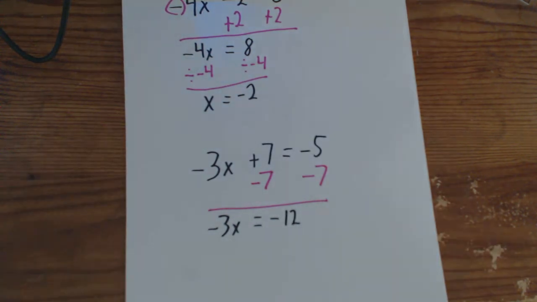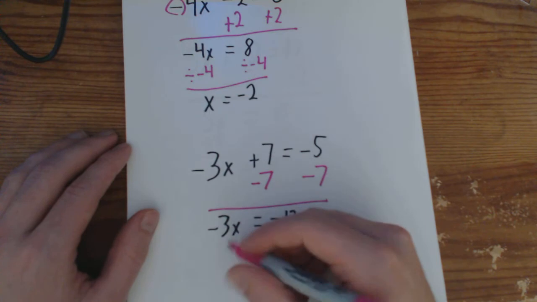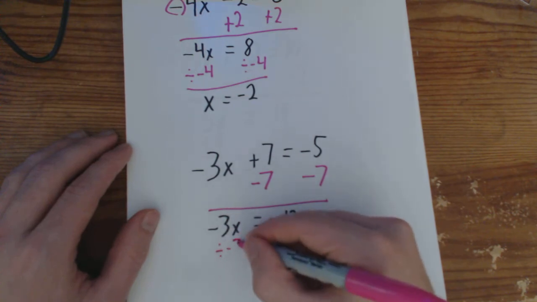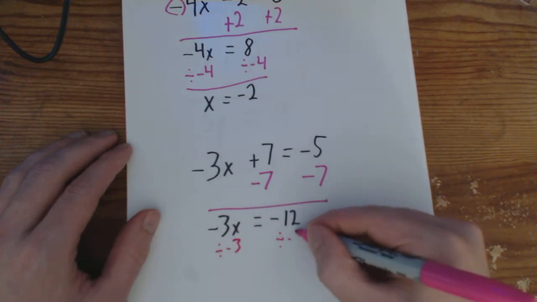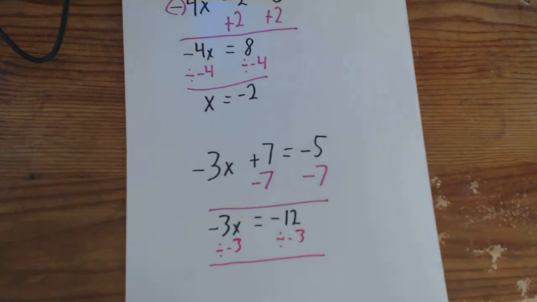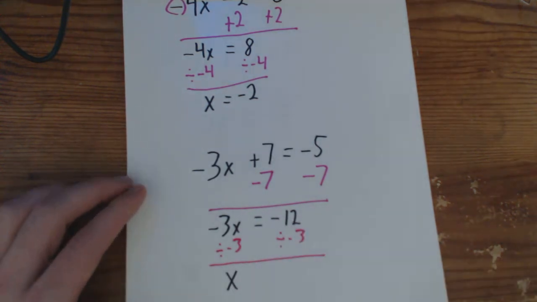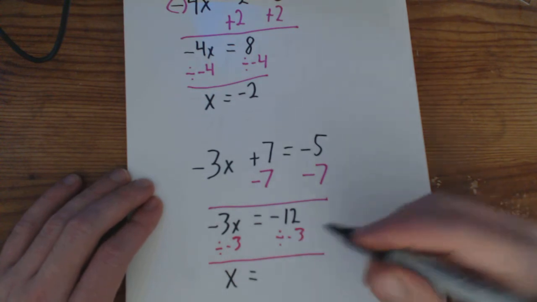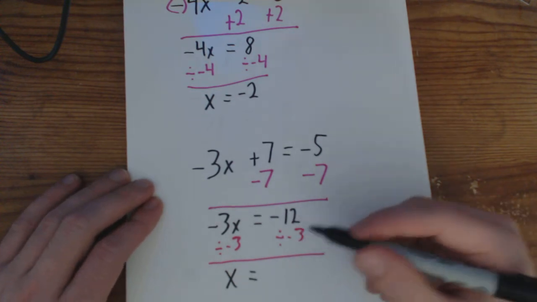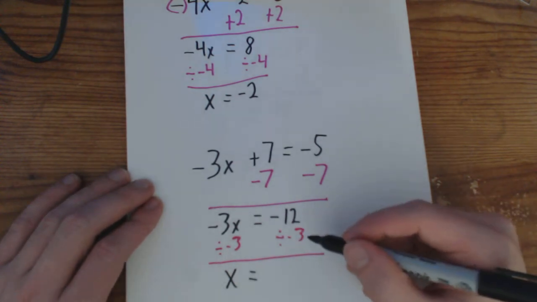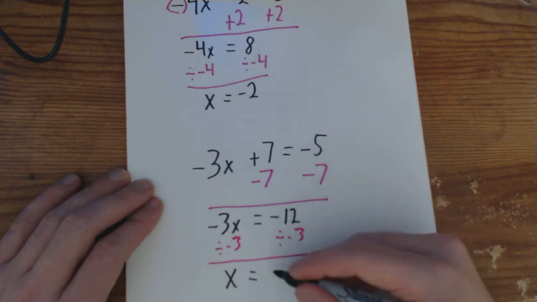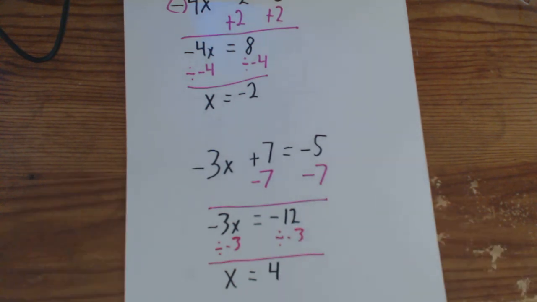Now, one more step to go. I need to undo this multiplication of negative 3, divide by a negative 3, and divide by negative 3. Negative 3 divided by negative 3, 1. 1 times x is x. Boom, we got x by itself right down there. Negative 12 divided by negative 3. When you take a negative and divide it by a negative, it's going to be positive. 12 divided by 3 is 4. Our answer, x equals 4. And that's a rundown of how you do two-step equations.